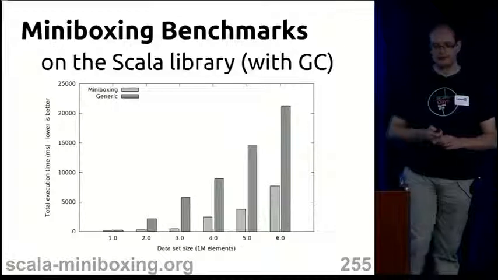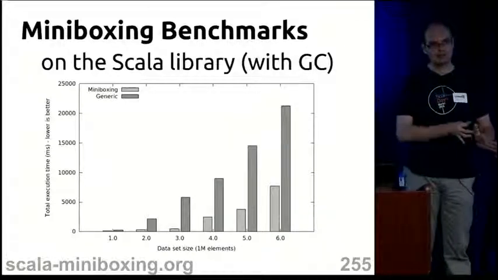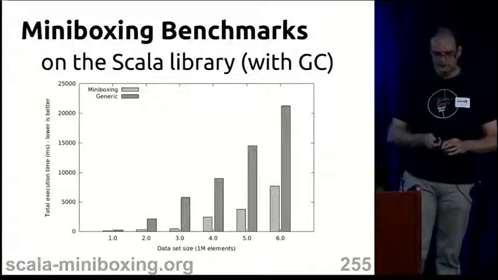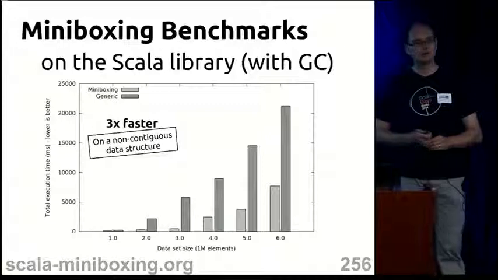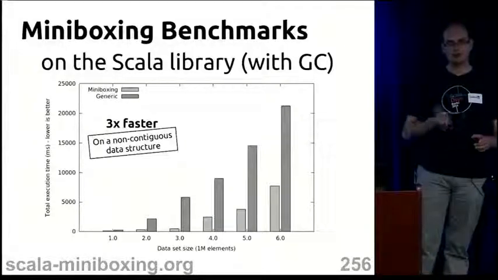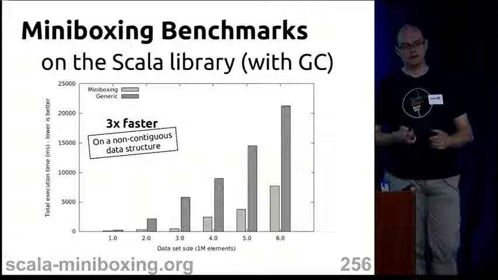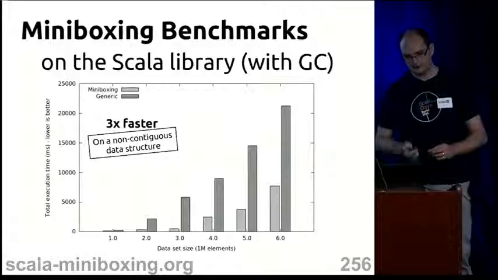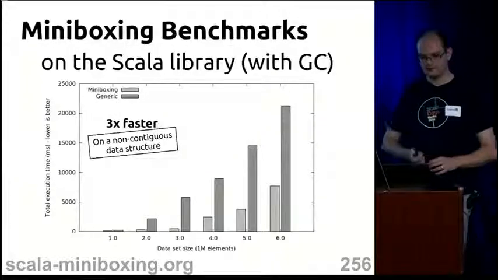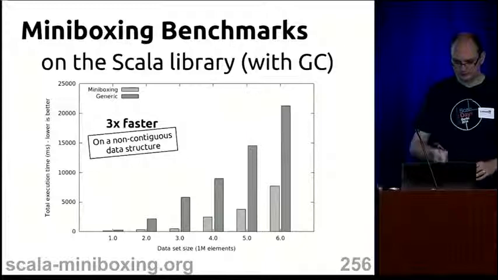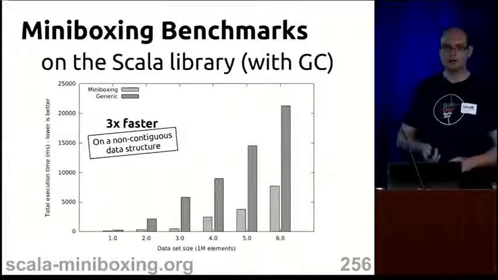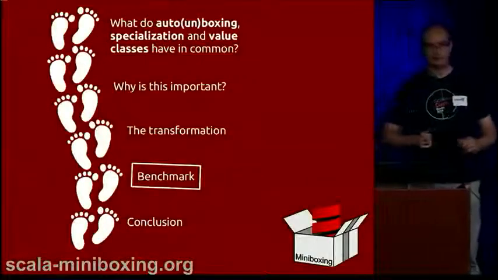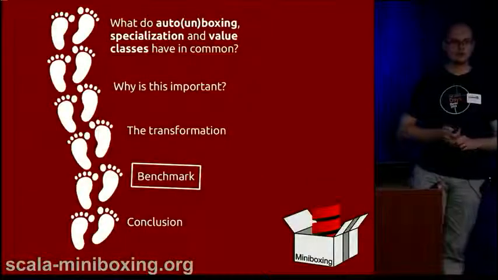So this is another benchmark. It's the same benchmark that we ran for huge collections, up to 6 million elements. And when the data set is large, we can get 3x, 4x faster just by the fact that we allocate things better. Fortunately, specialization here didn't create correct code, so the times flew through the ceiling, so I don't have it here, but it would probably be a bit better than miniboxing if everything went well.